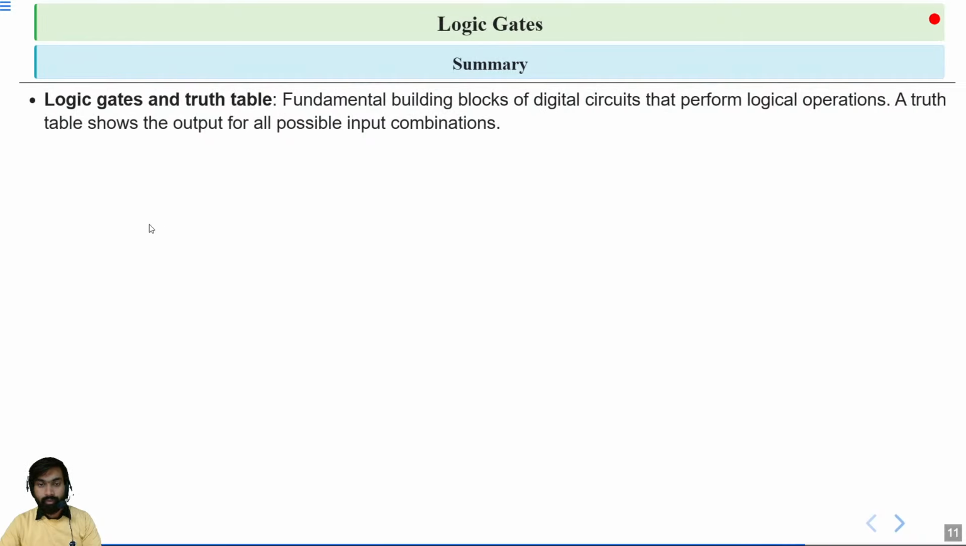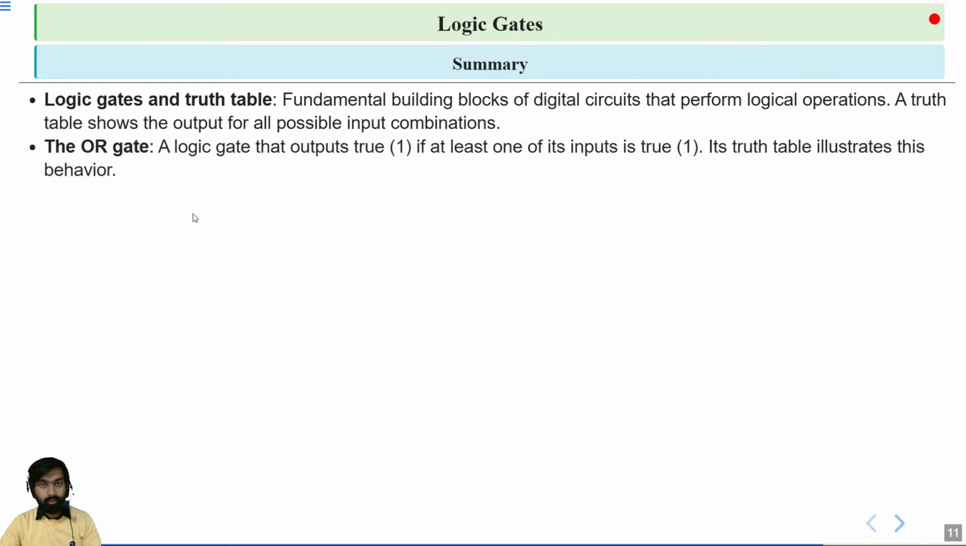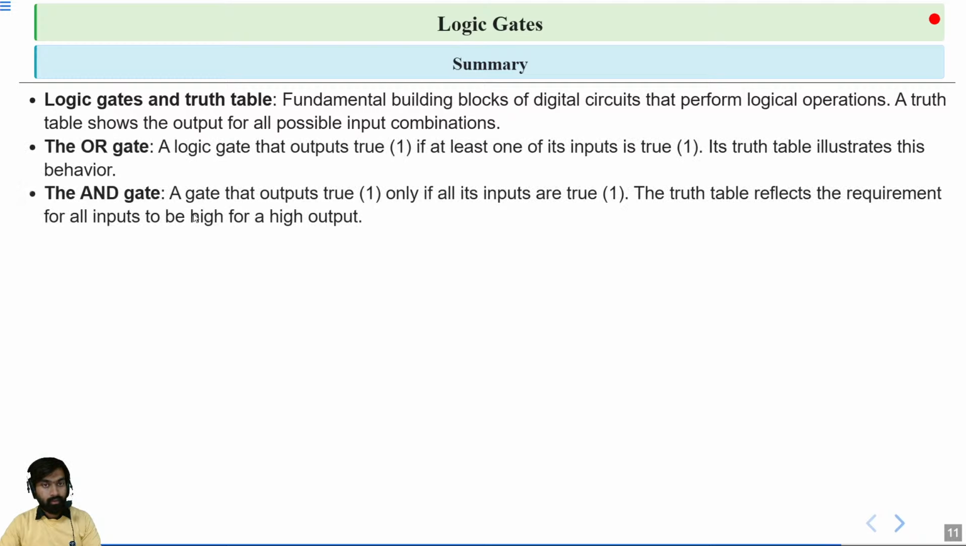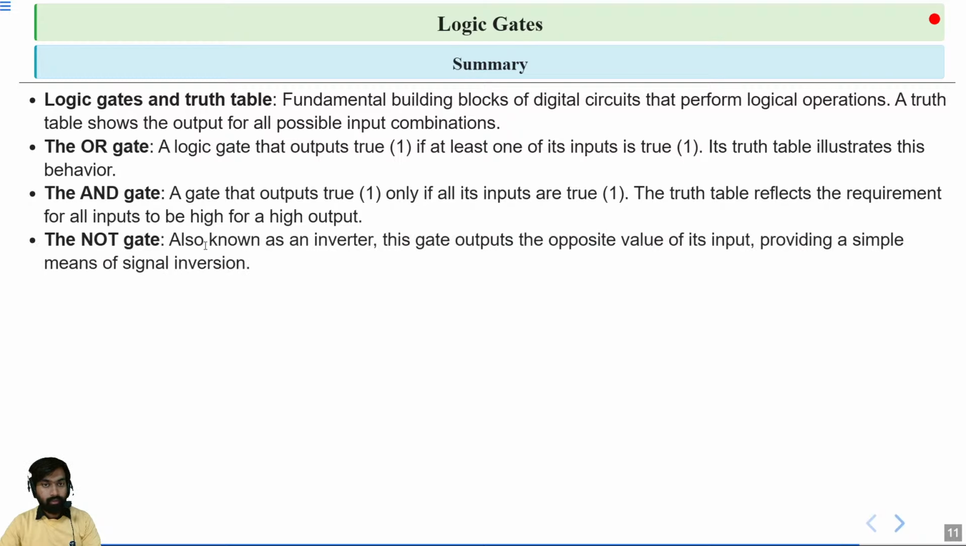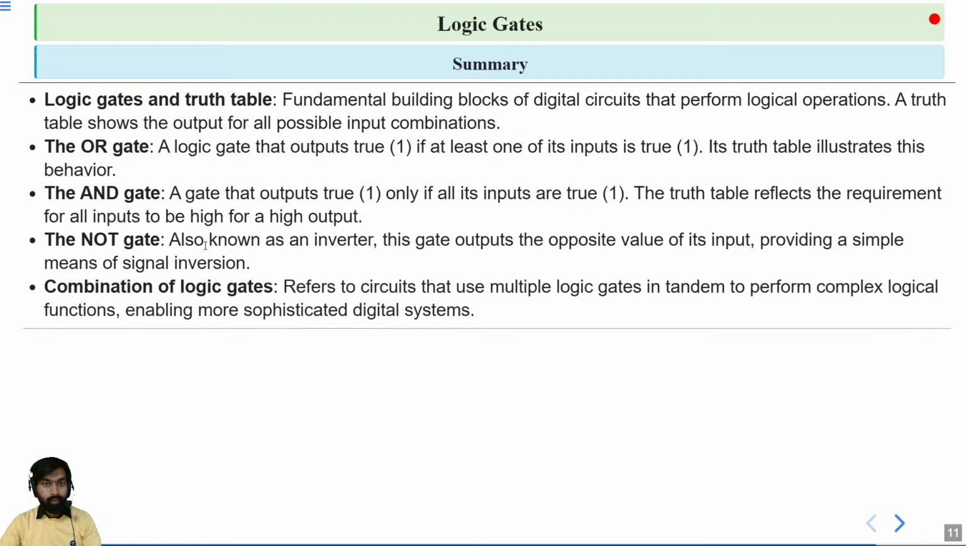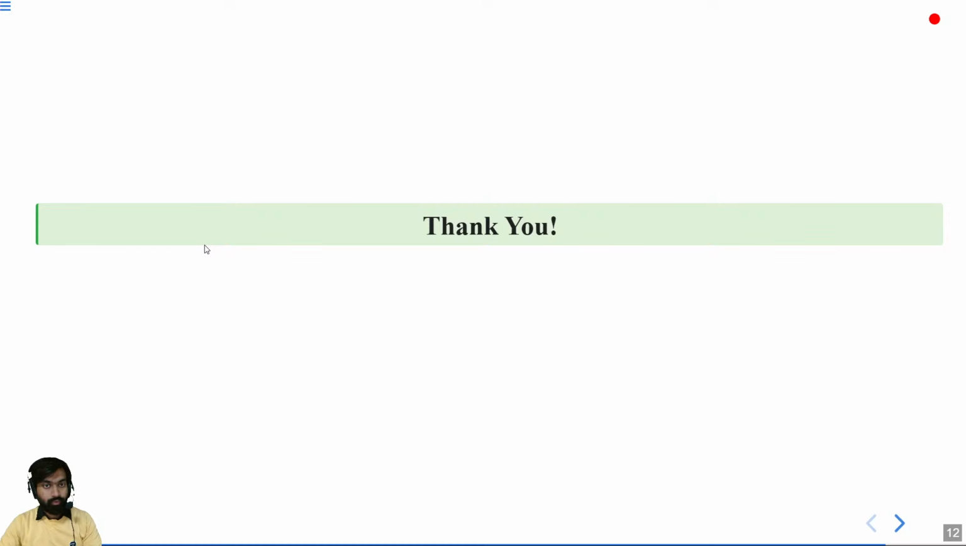So let's see the summary. In today's lecture we discussed logic gates and truth tables, then the OR gate, the AND gate, then the NOT gate, then combination of logic gates. So that's all for today. Thank you for your attention. Now we will solve some practice questions based on logic gates.